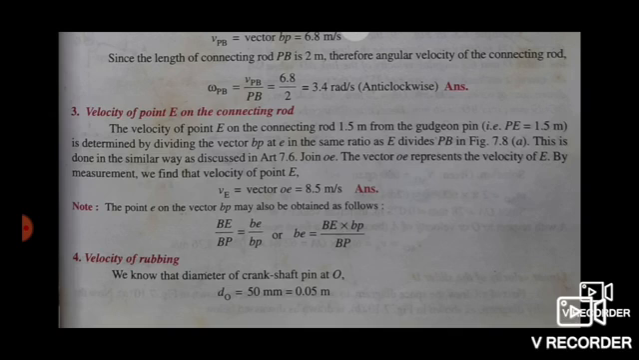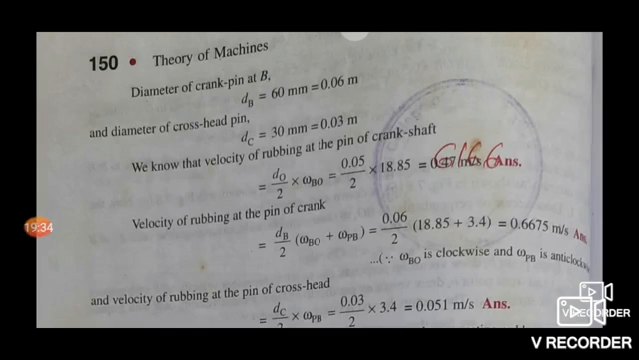Next, velocity of rubbing. We know that the diameter of crankshaft pin at O, D_O equal to 50 mm, that is 0.05 meter. Diameter of crank pin at B, D_B equal to 60 mm, 0.06 meter, and the diameter of crosshead pin D_C equal to 30 mm, 0.03 meter. We know that velocity of rubbing at pin of crankshaft equal to D_O by 2 into omega_BO, that is equal to 0.05 by 2 into 18.85, that comes 0.47 meter per second.